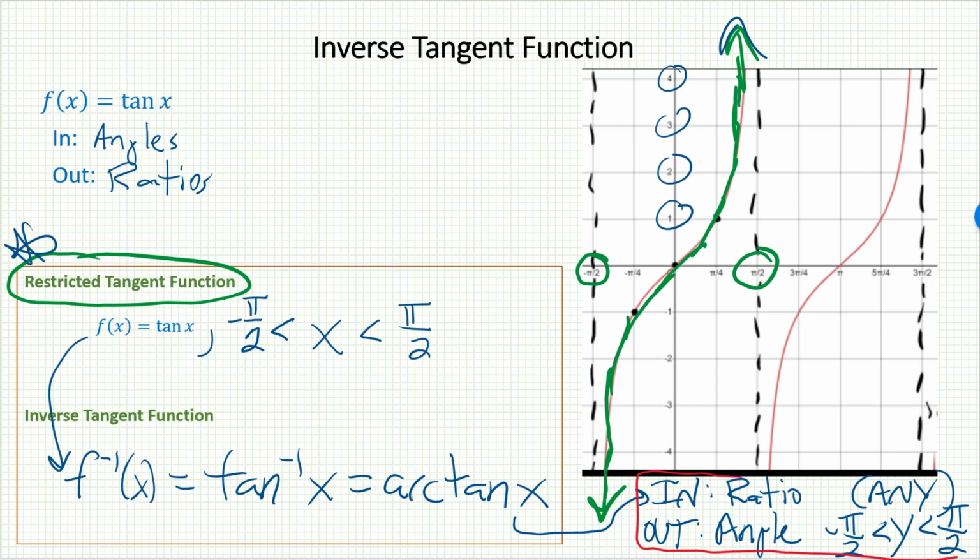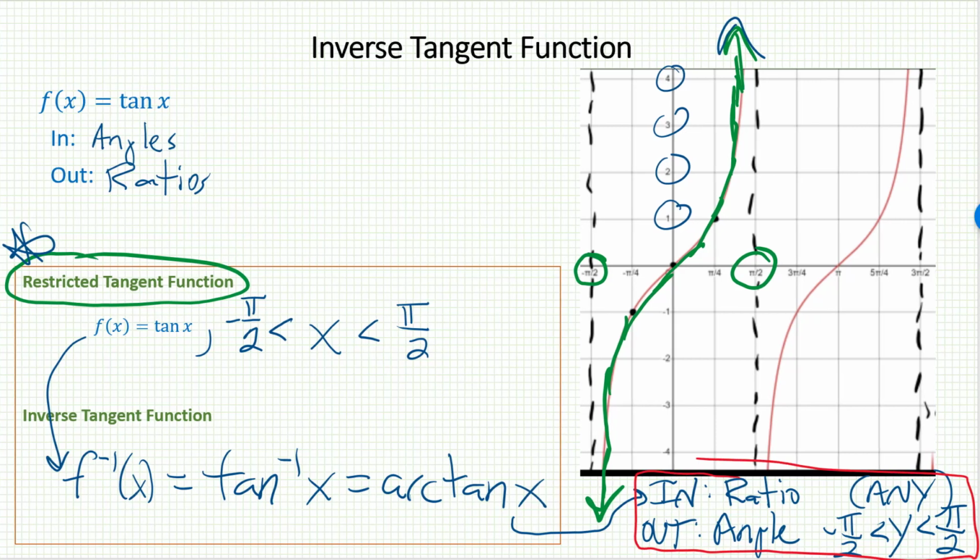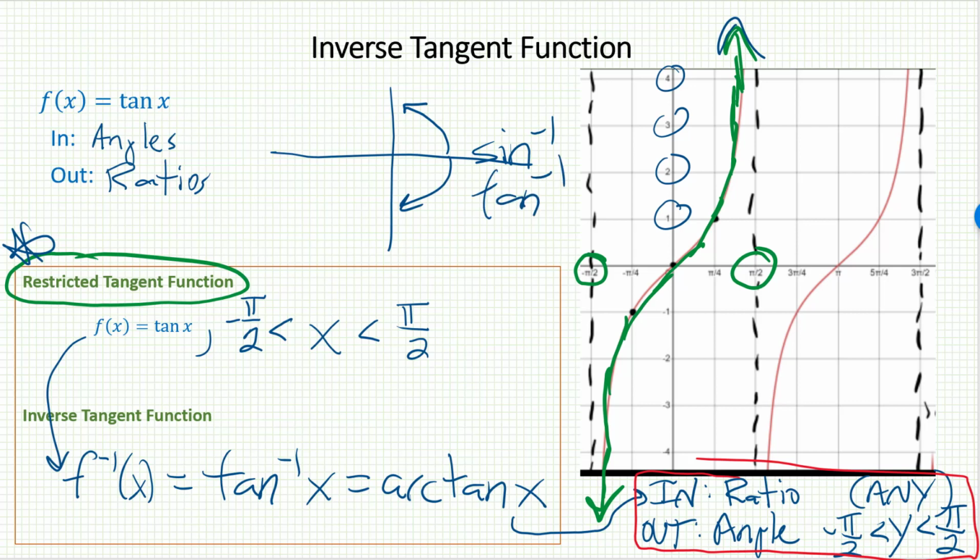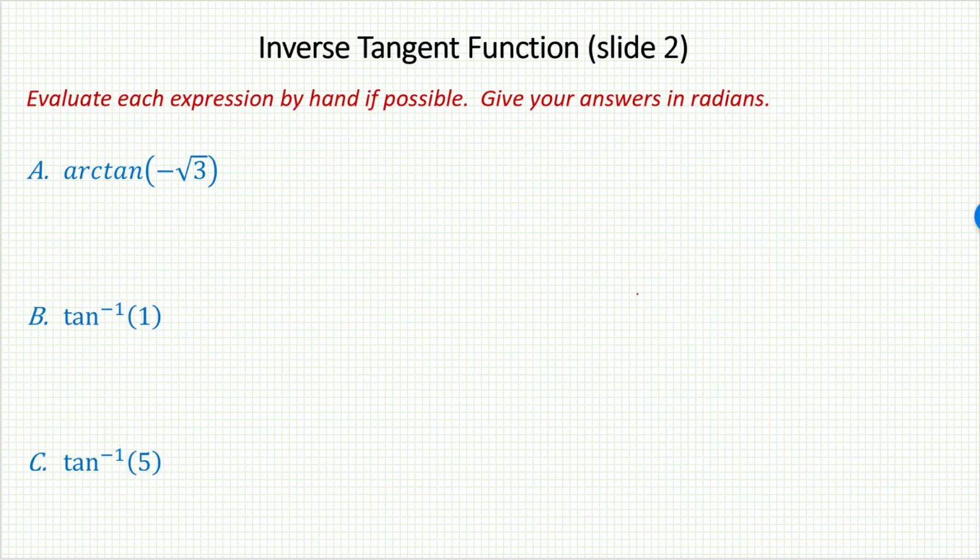Once again, this is critical information to learn and to know. As far as the angles go, essentially what we've said is inverse sine and inverse tangent, they know about angles between negative 90 and positive 90 degrees. Inverse cosine knows about angles between 0 and 180 degrees. That's the most critical information to remember. Now let's work some quick examples, once again by hand if we can, giving our answers in radians.